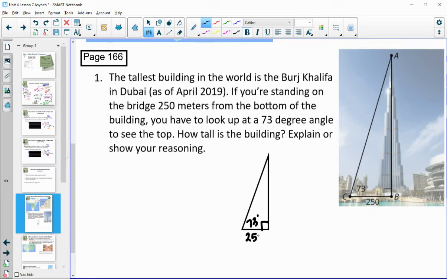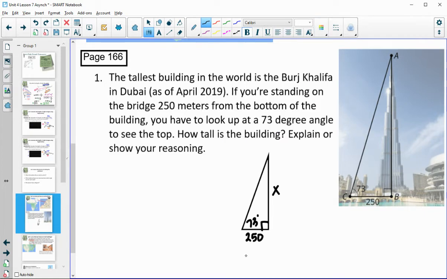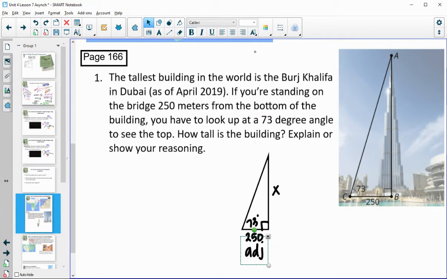We also see that we know one of the sides. And then we're looking for the height of the building, how tall that building is. So we should be able to, in this case, set up a trig function. So we know that the 250 is next to the angle. So this is our adjacent side. And then the height is across from the angle.